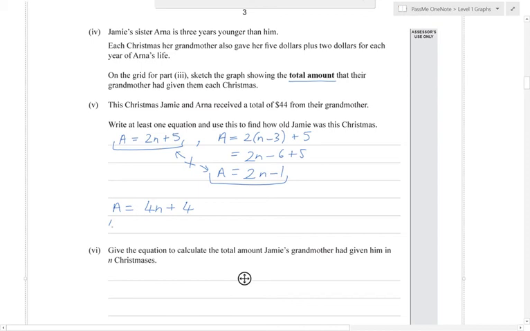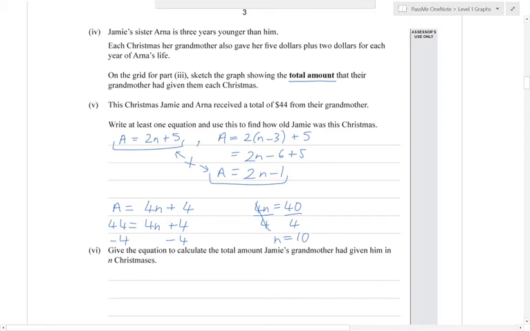So that gives us an equation 44 equals 4n plus 4. And this is an equation for us to solve. So let's start by subtracting 4 from both sides. I've run out of room here, so I'll bring it up here. So we get 4n equals 40, and divide both sides by 4, and so n equals 10.